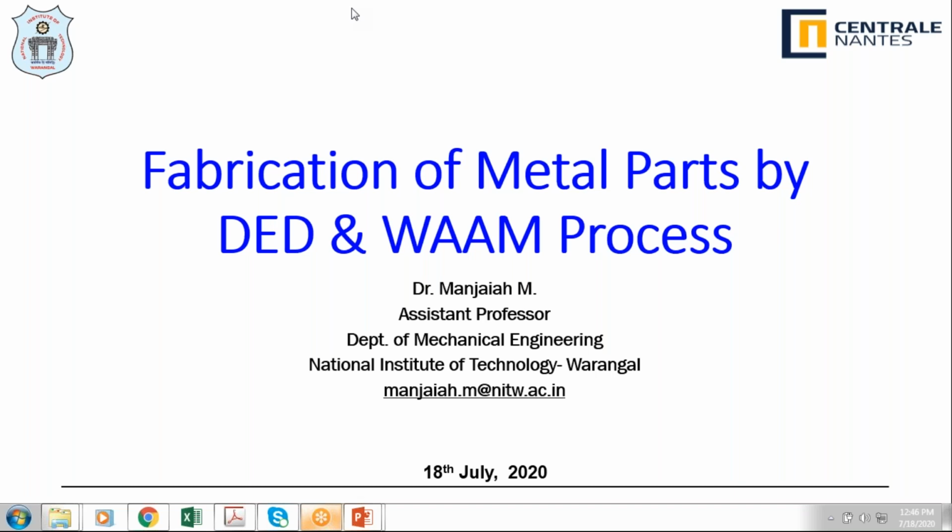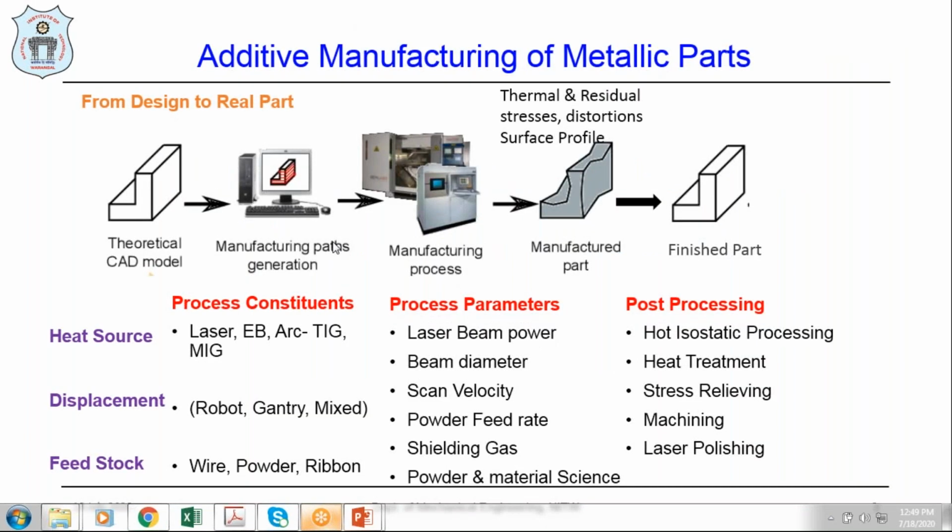I just wanted to highlight how we go from the design to the real part we are going to manufacture. For example, if you take any model, we design it with the help of a CAD model. From that CAD model, we generate the slicing and the tool path with the help of slicing software. Then we give it to a manufacturing process, either the DED process or the SLA process. Then we have a manufactured part.